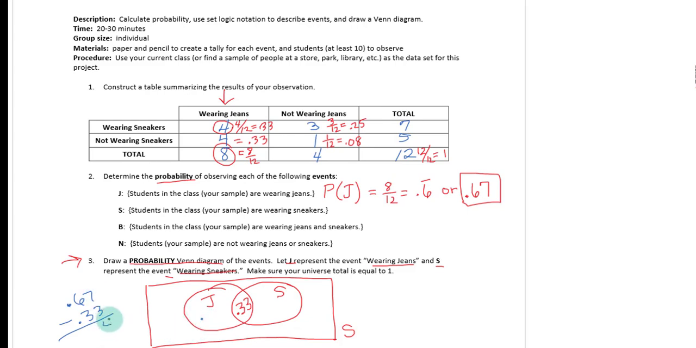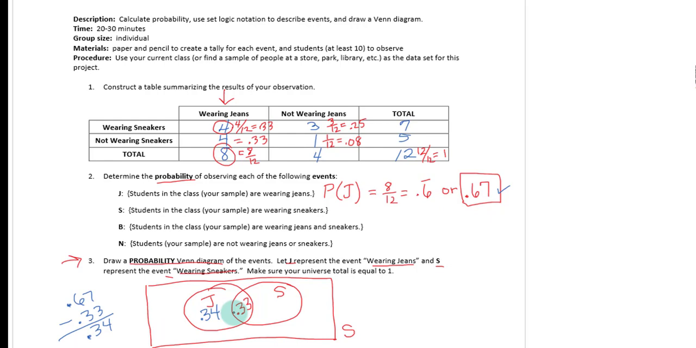7 minus 3 is 4. 6 minus 3 is 3. So I have 0.34 in this portion of event J. So notice when I add 0.34 to 0.33, don't I have 0.67 total? And that's exactly what we expect it to match with.